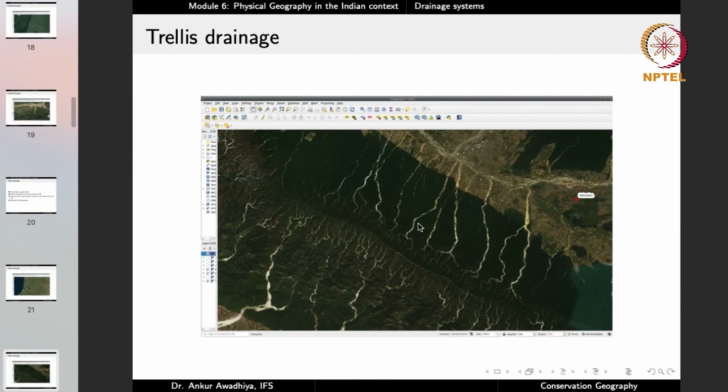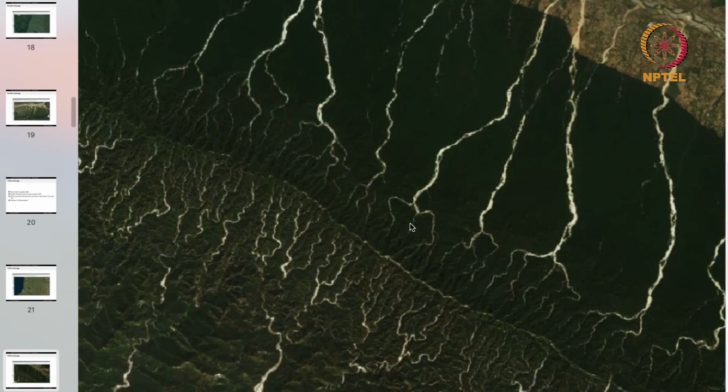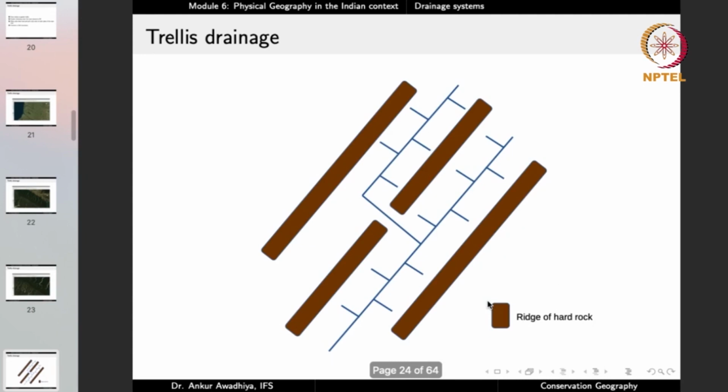This is another example. In this case, you will observe that the main streams have their tributaries joining at 90 degrees. Their tributaries are also joining it at 90 degrees, and so on. So this looks very similar to the pattern of a garden trellis. This is a zoomed up image of this. So here again, the main stream, tributaries joining at 90 degrees. Other sub tributaries also joining at 90 degrees on both the sides. This is a trellis drainage.